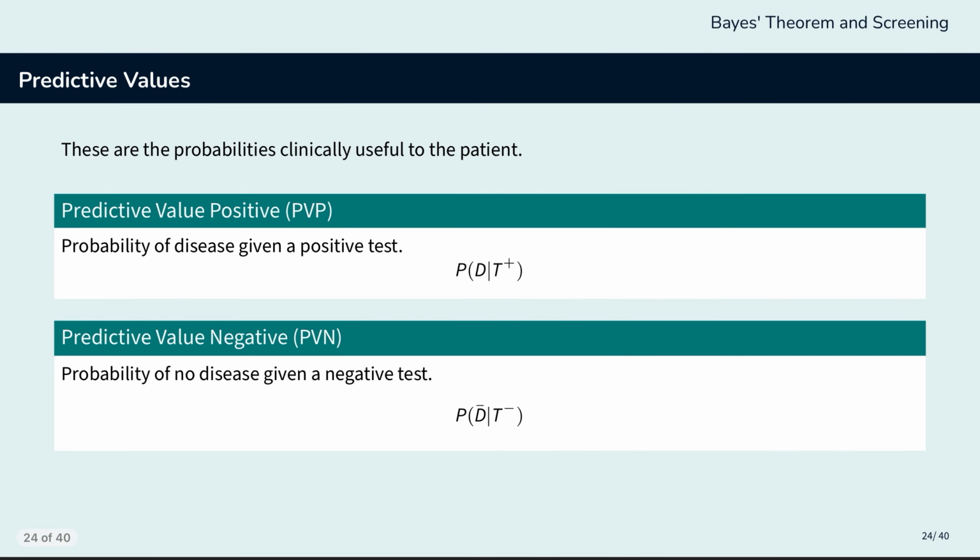Okay. So now let's go into the next one, which is the predictive values. These are probabilities that are clinically useful to the patient. There are two predictive values. One is PVP, the predictive value positive, which is the probability of disease given a positive test, and predictive value negative, which is the probability of not having the disease provided you have a negative test.